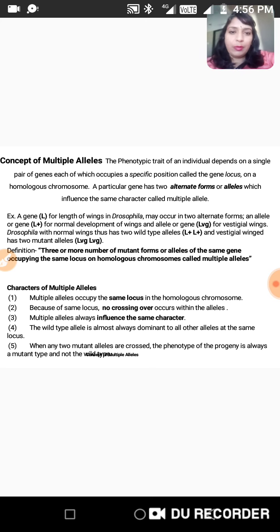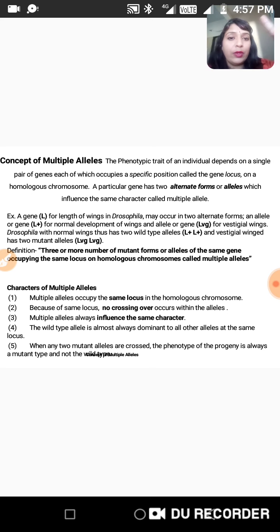Now, just for example, we can take an example of a particular multiple allele. Let's say gene L for the length of wing in Drosophila exists in 2 alternative forms, that is 2 allelic forms. So L plus is for the normal development of wings, and allele LVG is for the vestigial wing.